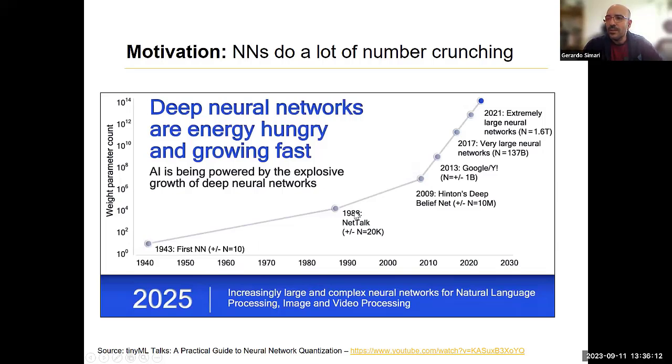Then in the 80s, we already had one of the first bigger ones that was around 20K neurons already. So this is for those of you who thought that neural networks were really new from this century. And then from there, it started really growing until today. We have some models with more than 1.6 trillion neurons. So it's a pretty huge number.